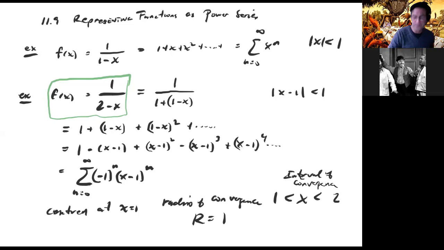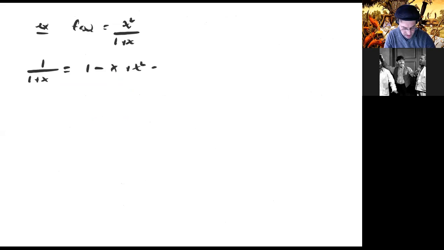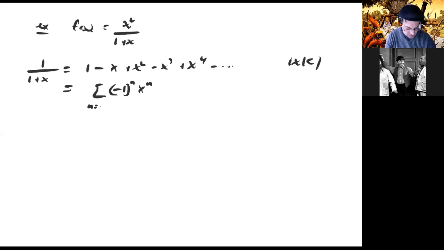Let's do another example. So let's consider the case of f of x equals x squared over 1 plus x. Now, we know that 1 over 1 plus x is the sum of a geometric series, 1 minus x plus x squared minus x cubed plus x to the fourth, etc., for absolute value of x less than 1. Okay, which is the same thing as the sum, if you like, of (minus 1) to the n, x to the n, going from 0 to infinity.